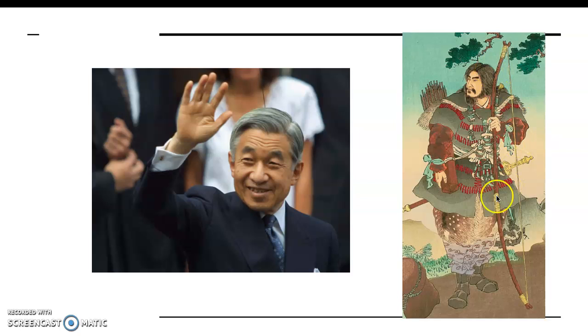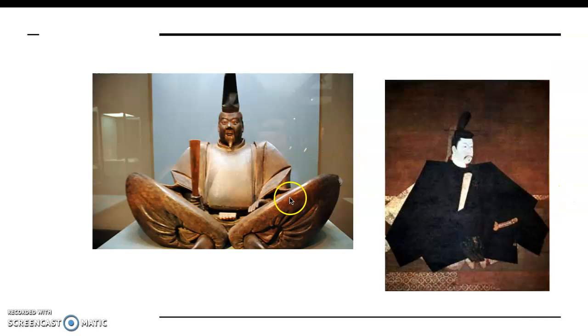This is the most recent, or the second most recent, Japanese emperor. And Yoritomo is pictured here. Oh, there you go. More pictures of him.